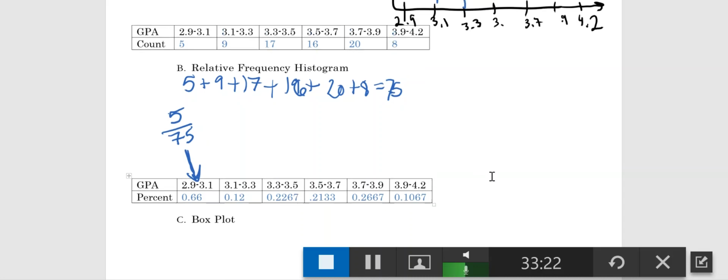That's better. And then you would graph those values. So I'm going to graph the percent instead. Or sorry, I didn't do percent. I have to multiply by 100 still.